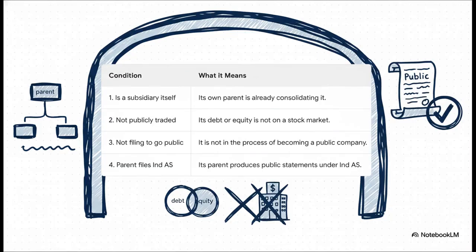A company can only get a pass on consolidation if it meets all four of these conditions. What this is really designed for is what you might call an in-between parent company, one that has subsidiaries but is also a subsidiary of an even bigger parent. If that top-level grandparent company is already making a public family portrait that includes everyone, and the company in the middle isn't publicly traded, then it might be exempt.